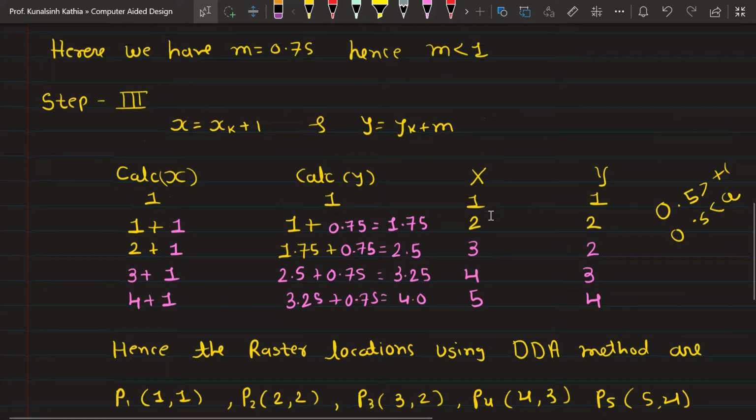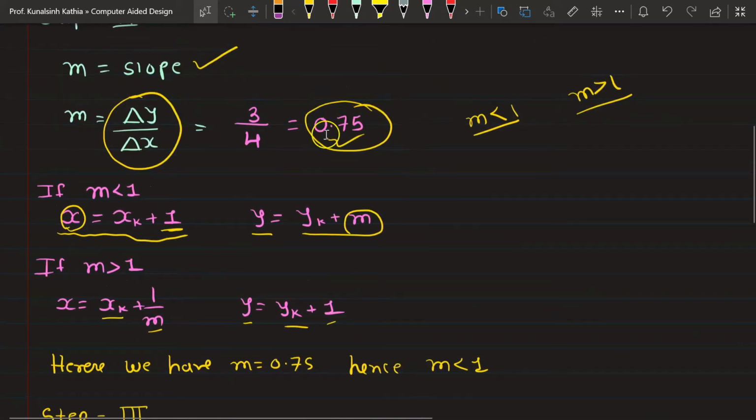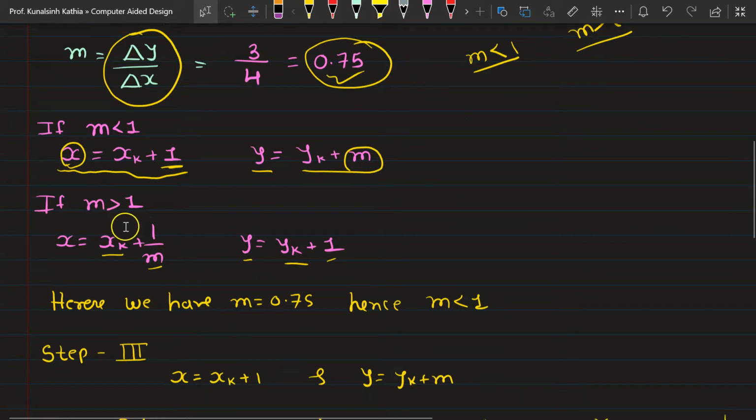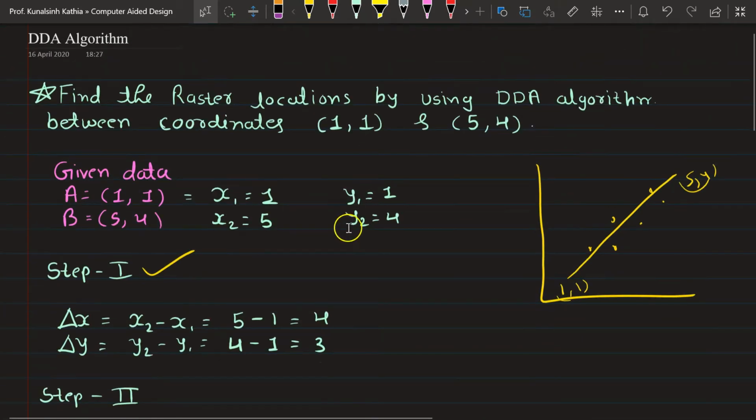So this is the one case where the answer of m came less than 1. If m is greater than 1, then you simply use the other equation, nothing else. You can practice it again and again, and then you can master it.